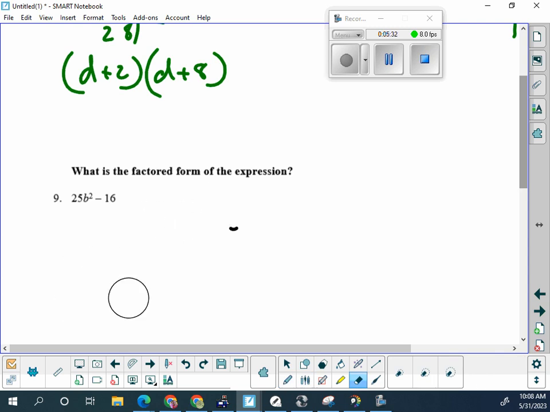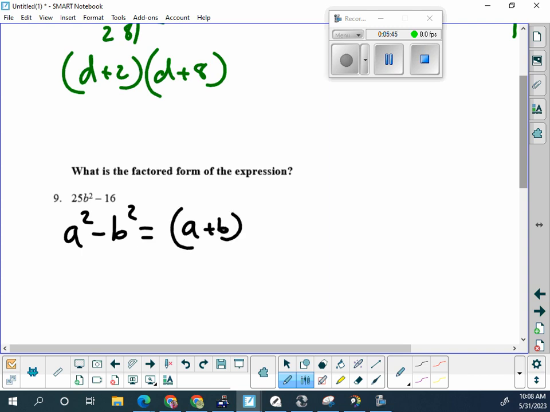Okay, so this is the form a squared minus b squared, which is going to equal a plus b, a minus b. Again, I'm trying to do this quick to make the video as short as possible. So a squared is 25b squared. If I take the square root of that, I'm going to get 5b.